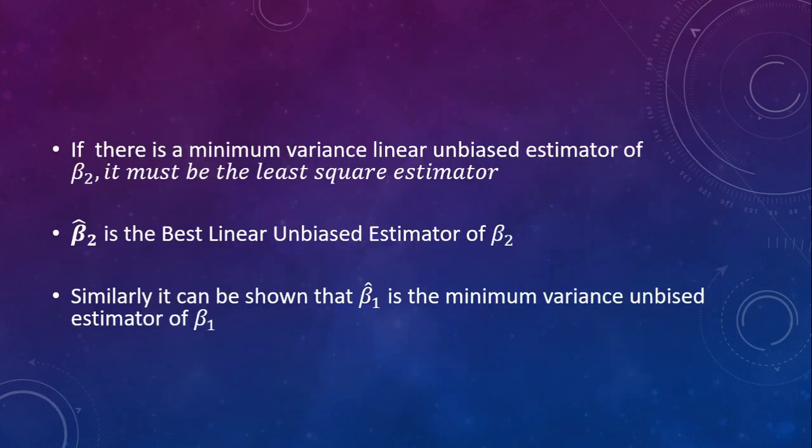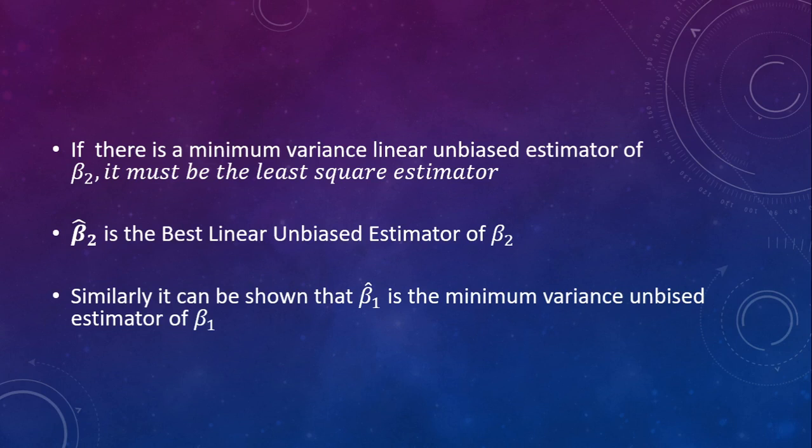That means if there is a minimum variance least square unbiased estimator of beta 2, it must be the least square estimator. If there is a minimum variance least square unbiased estimator of beta 2, it is the least square estimator beta 2 hat. So otherwise, variance of beta 2 star, another estimator, variance of another linear unbiased estimator must be greater than the variance of the least square estimator. So, the least square estimator has the minimum variance. So, beta 2 hat is the best estimator because it has least variance.